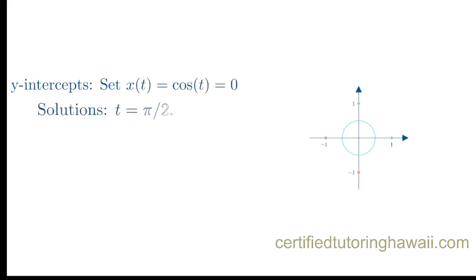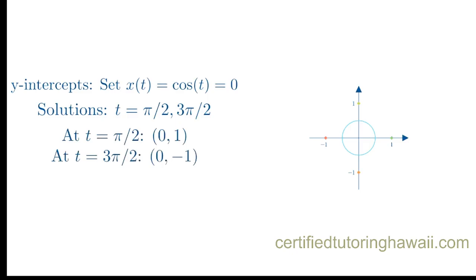Now for the intercepts. First, the y-intercepts. We set x of t equal to 0. Since x of t is cosine t, we have cosine t equals 0. The solutions in our interval are t equals pi over 2 and t equals 3 pi over 2. At t equals pi over 2, the point is 0, 1. At t equals 3 pi over 2, the point is 0, minus 1. These are the 2 points where the circle crosses the y-axis.